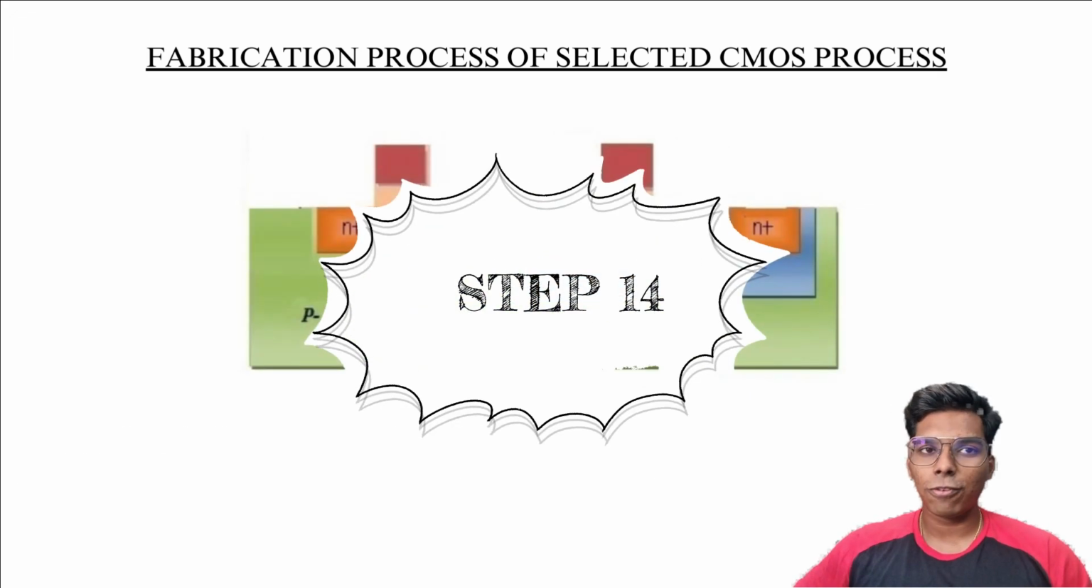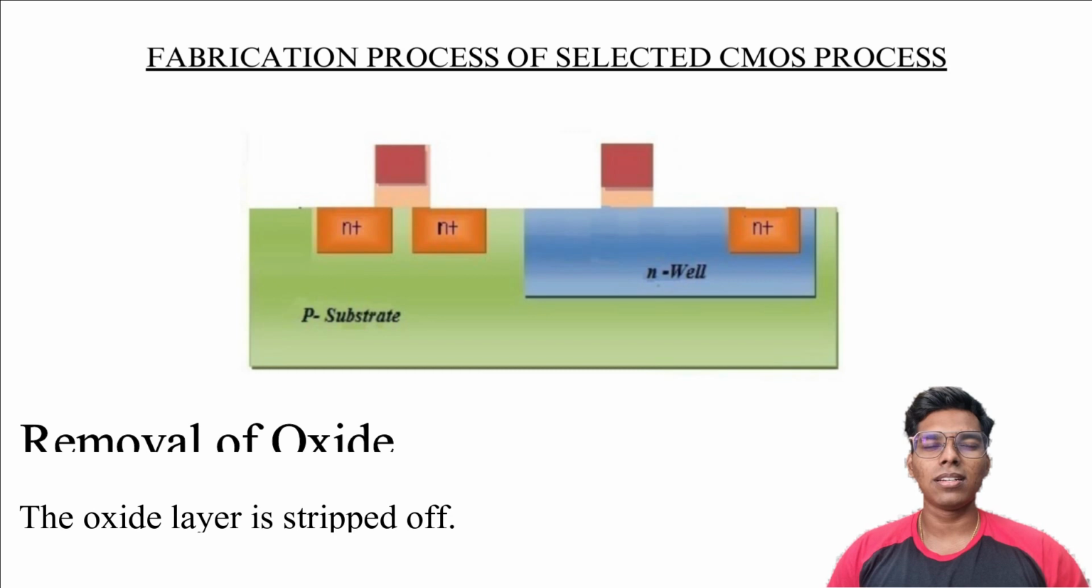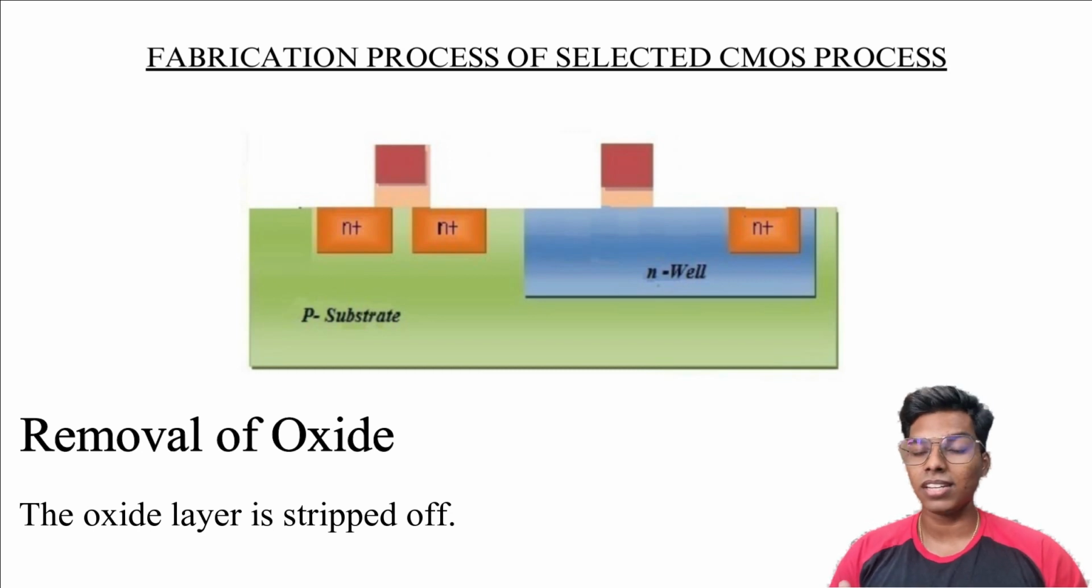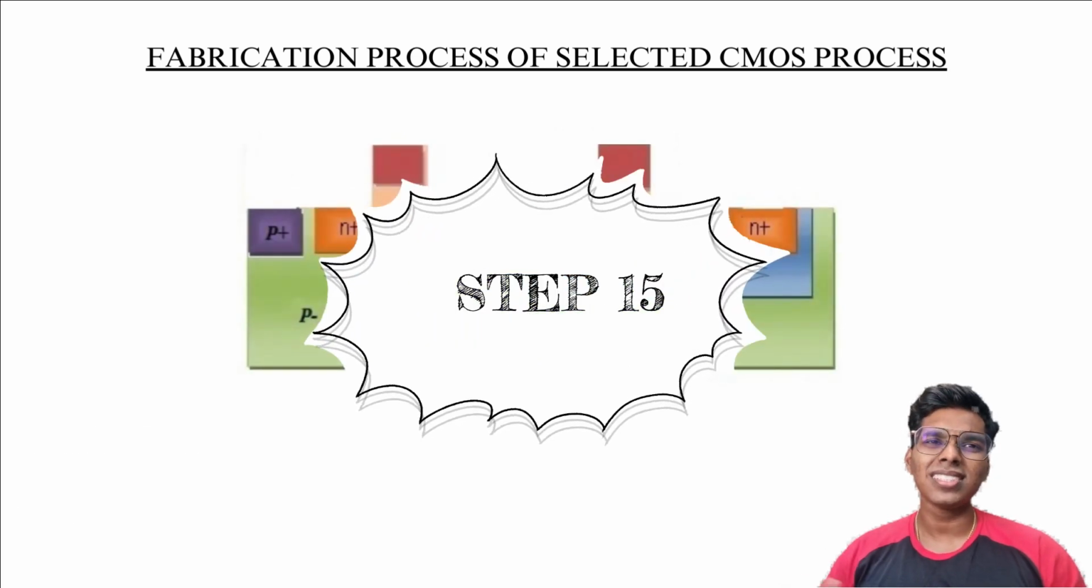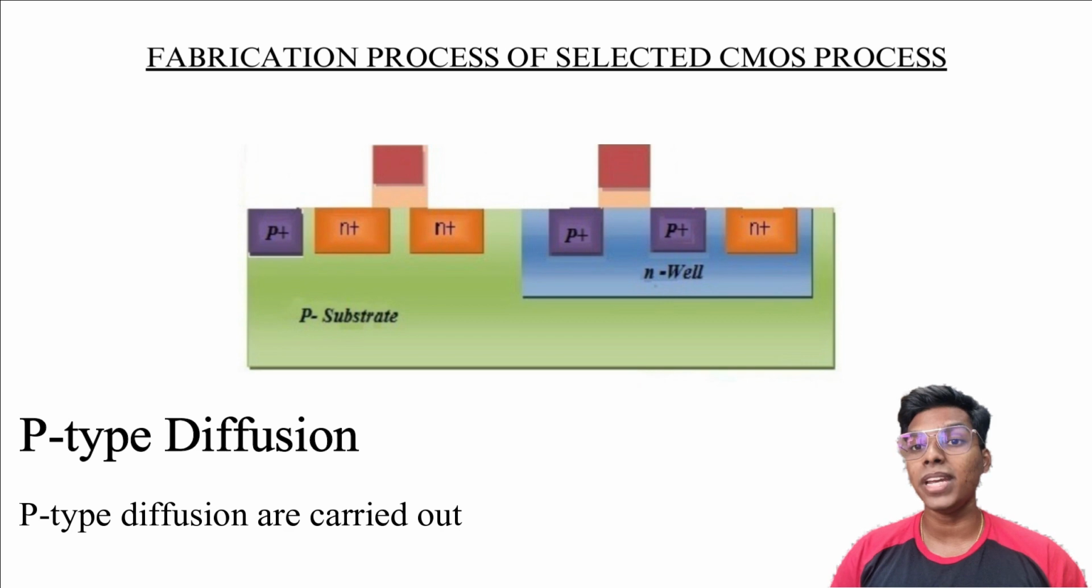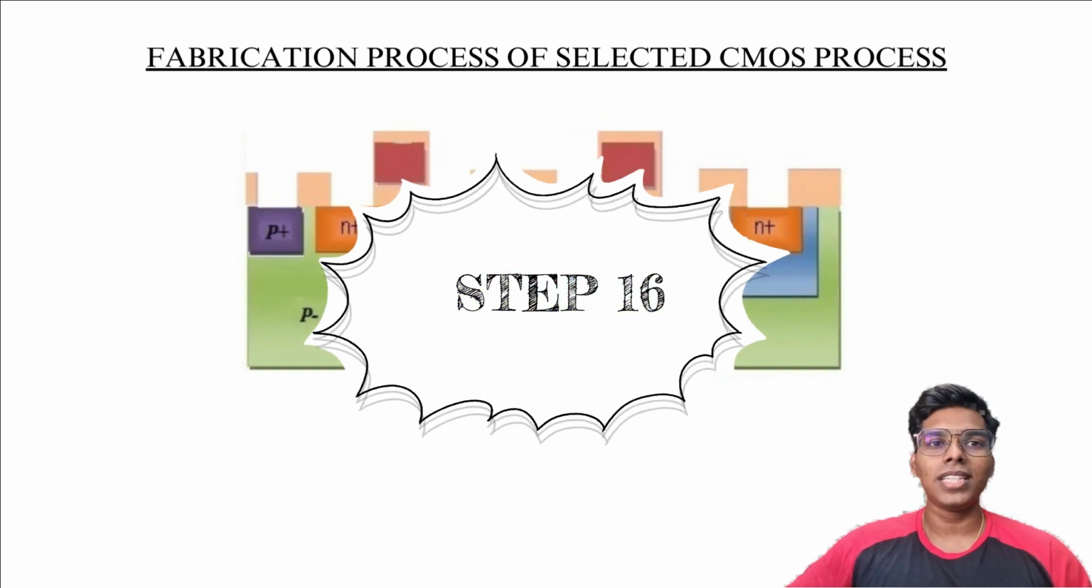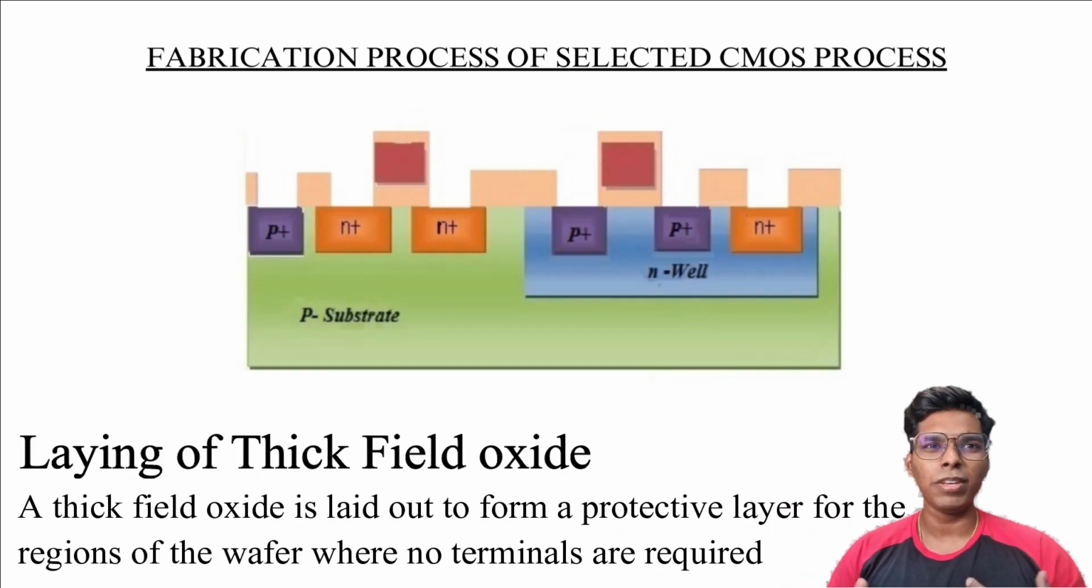For step 14, which is the removal of oxide, the oxide layer is stripped away, revealing the regions for diffusion and metallization. Step 15 is where the P-type diffusion occurs. Just like the N-type diffusion, we introduce P-type impurities to create the terminals for PMOS transistors. For step number 16, laying of thick film oxide. This is where, before we get to the metal terminals, we add a thick film oxide layer to protect areas where no terminal is needed.